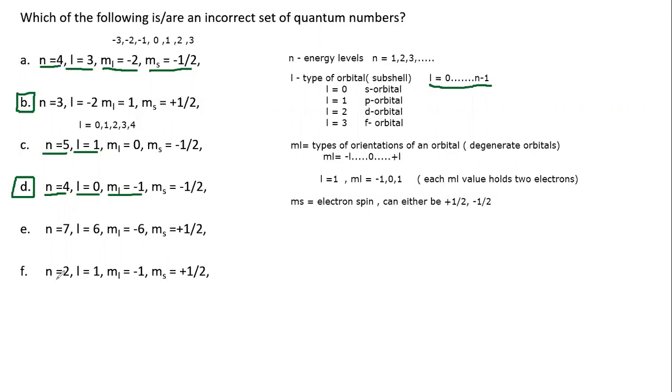Next, we have n equal 2. That's valid. If n is 2, can L be 1? The answer is yes. And if m sub L is negative 1 when L is 1, that's correct. And m sub s can be plus a half. So the correct answers would have been B and D.